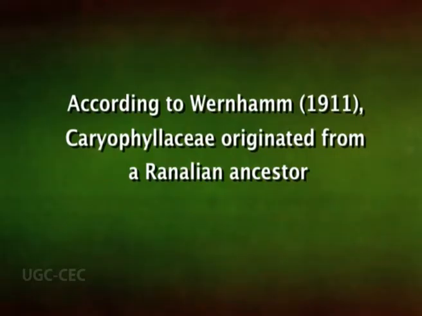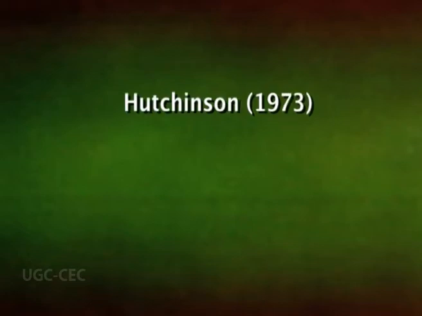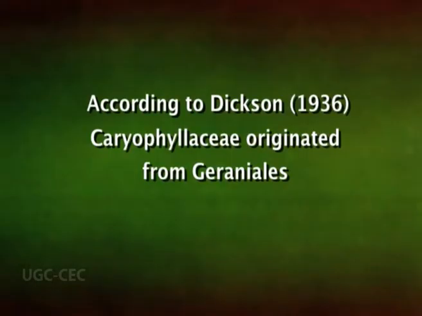The second view, proposed by Vernham, however, believes the origin of family Caryophyllaceae from a Ranalian ancestor. This view finds support from Bessey, Hutchinson and Cronquist. The family in turn is thought to have given rise to Amaranthaceae or Chenopodiaceae. Dickson suggested the origin of Caryophyllaceae from Geraniales. His hypothesis was primarily based on the floral anatomical studies.